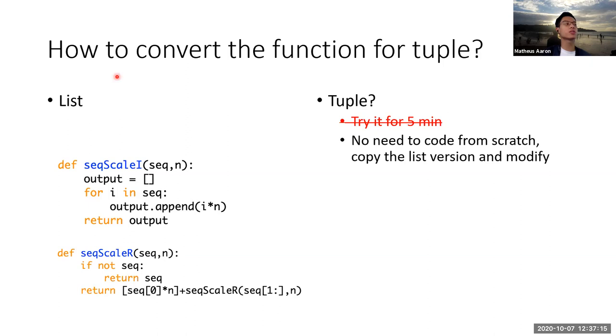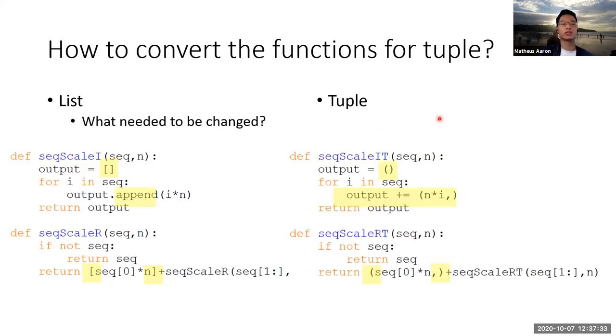Now this takes in a sequence, and the output will definitely be a list, in this case a standard list. Now the question is, how would you do it with a tuple? You're supposed to try it for 5 minutes, but seriously, I don't think it's worth your 5 minutes. So I'm just going to show you the answer. If you want to do it for tuple, you just need to change the data type into tuples, meaning that you need to start with an empty tuple instead of an empty list. And remember, tuples cannot do append, so you need to add it manually.